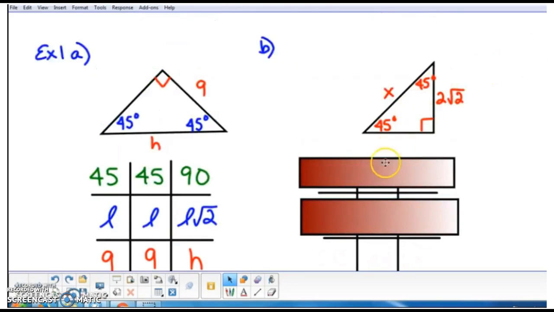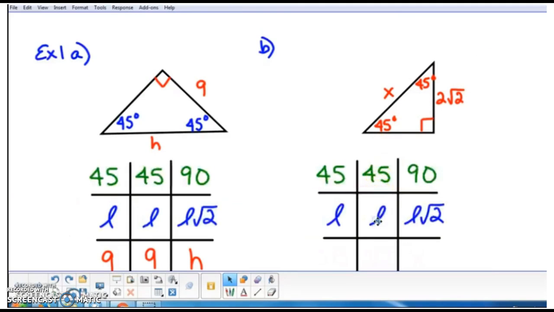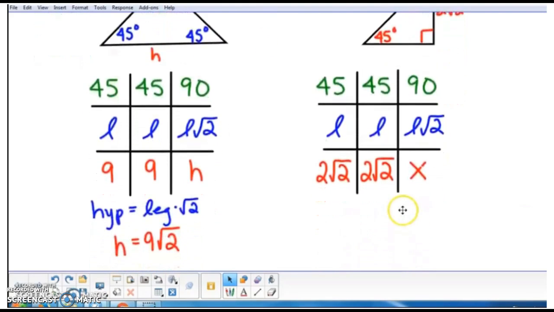Let's try letter B. Again, I have a 45, 45, 90, so I will have the same formulas from before. My L this time is 2 root 2. That means my other L is the same. X is the hypotenuse. Now that I have transferred everything to my tic-tac-toe board, I can use the formula hypotenuse equals the leg times root 2.